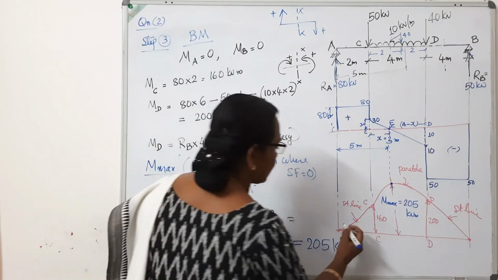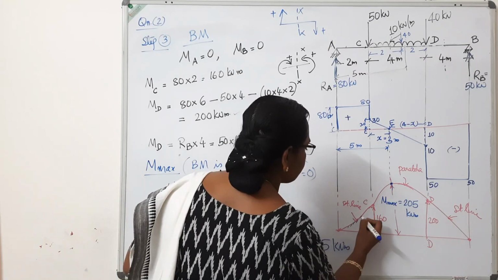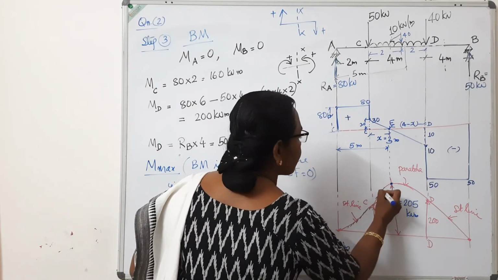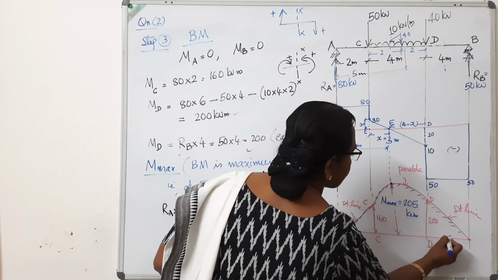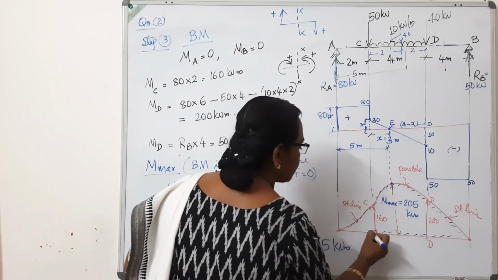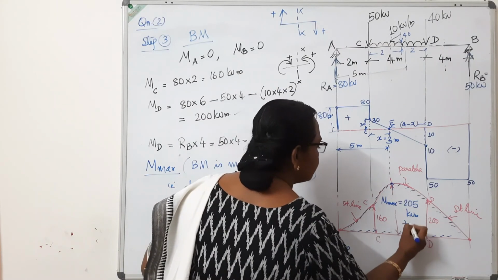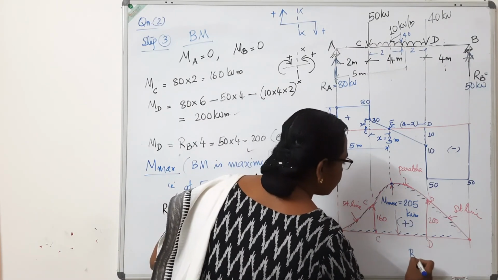Then you hatch the inside of the diagram. Write positive. This is the bending moment diagram.